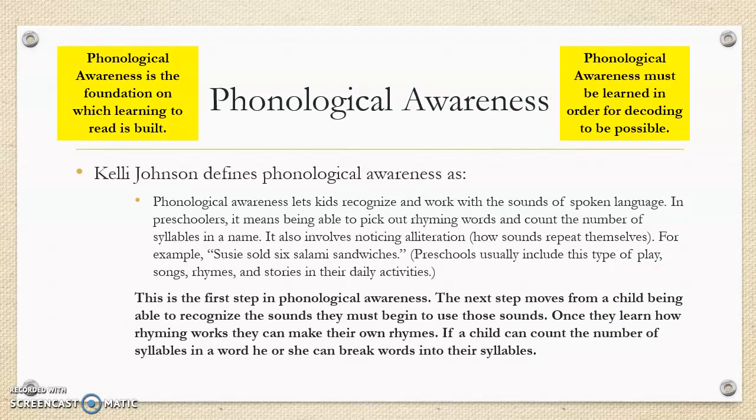We have next the phonological awareness, which lets students recognize and work with the sounds of spoken language. In preschoolers, that's how they can pick out rhyming words and count the number of syllables, like when they're clapping out the syllables, and they can notice alliteration also. This is just the first step in phonological awareness, and the next step is moving on from children being able to recognize sounds to being able to sound those out and decode words.